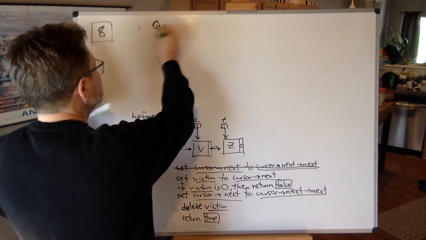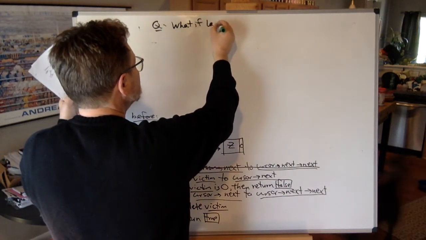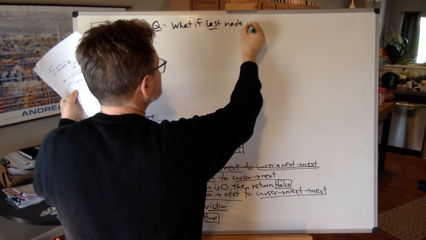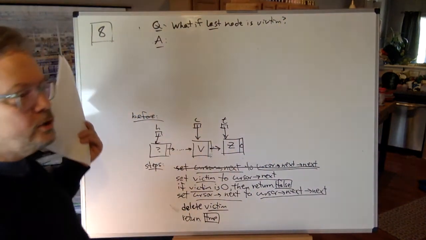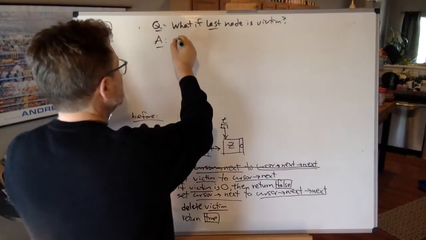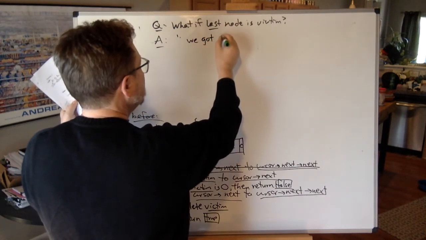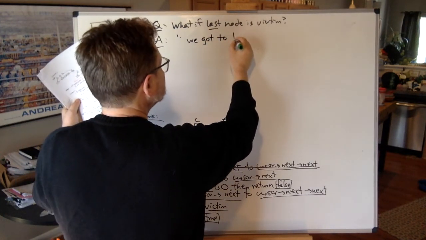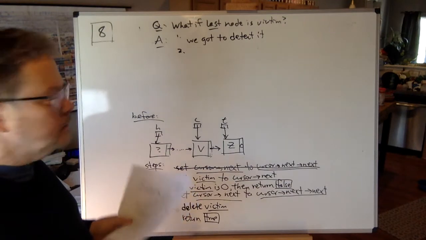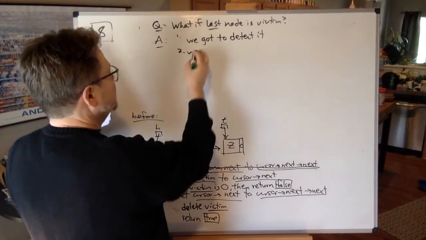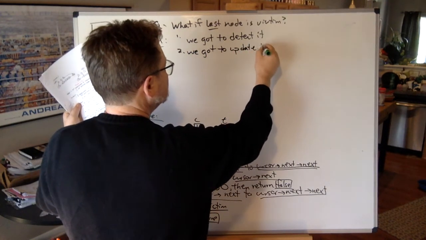So I'm going to write that as a question. It's a boundary case, one of the special conditions to cover: what if last node is the victim? Well, a silly two-part answer. One thing we got to do, we got to detect it. We got to know that this is the case before we do anything special for it. We got to detect it. And we got to update the tail pointer.